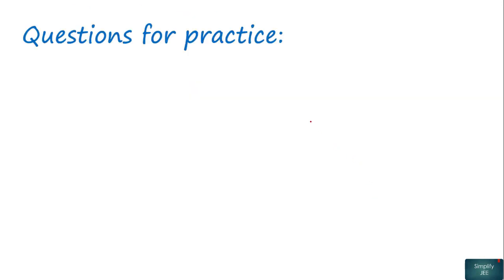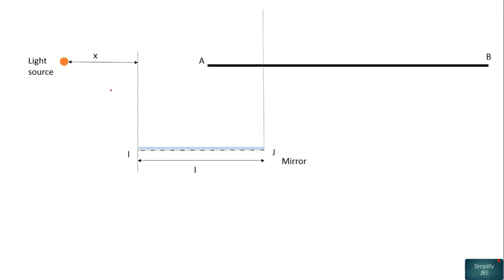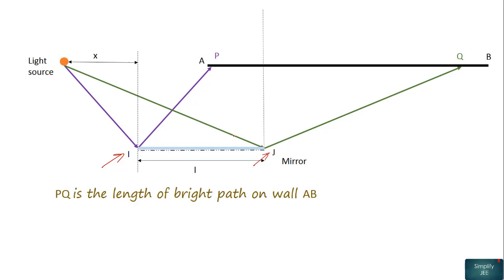Now in the next question, we have to find the length of bright path on wall AB. Here, if I take incident ray on edge I of the mirror, then the reflected ray will meet the wall AB, let's say at point P. And if I take the incident ray on edge J of the mirror, then the reflected ray will meet the wall AB, let's say at point Q. Hence, PQ here will be the bright spot produced by the light source on wall AB, or PQ is the length of the bright path on wall AB.